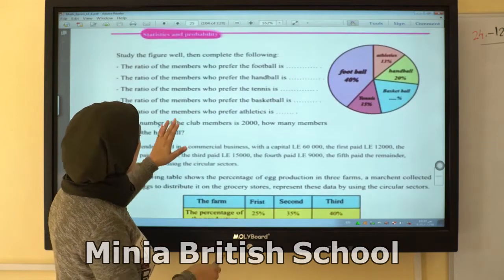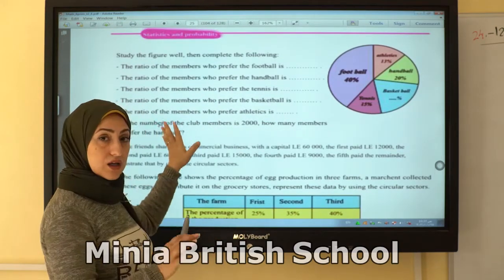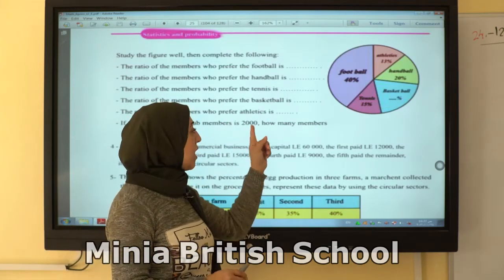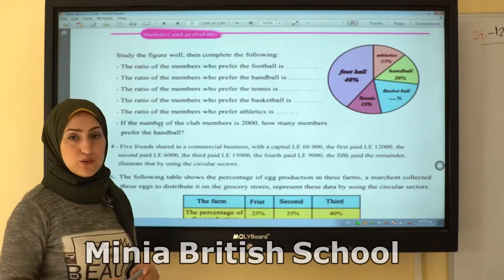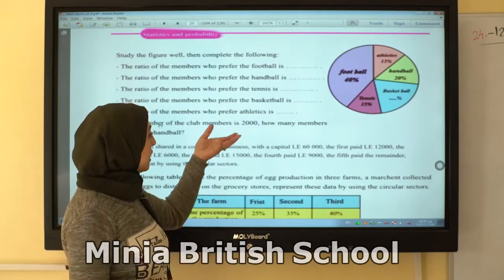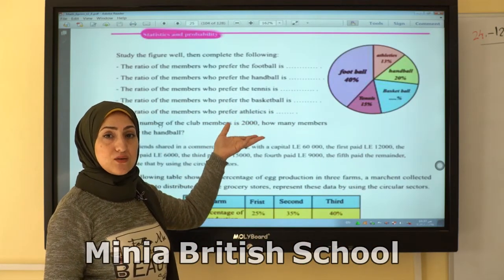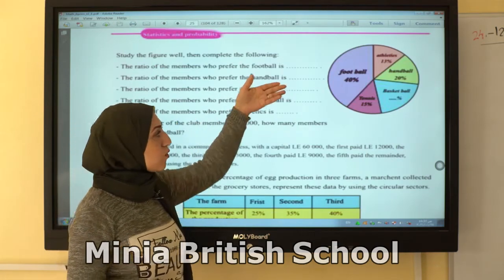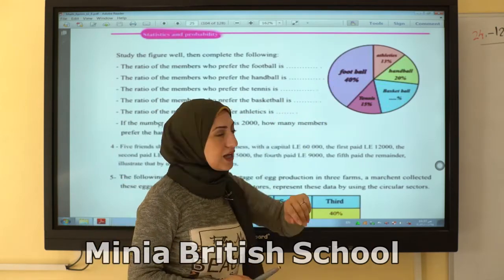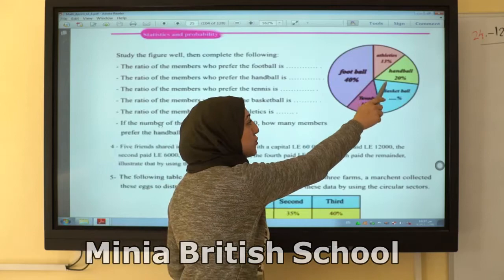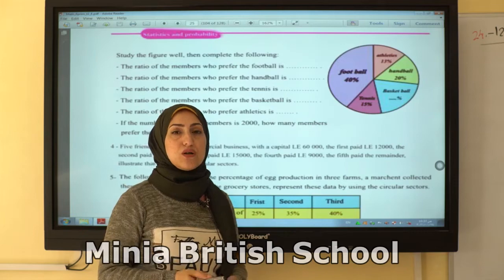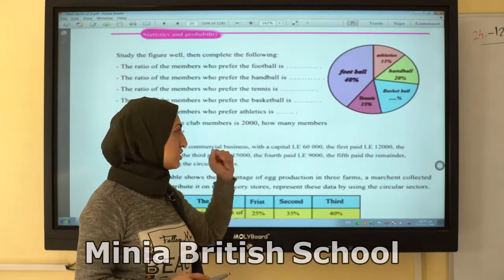After we have finished this, there is the last question. If the number of the club members is 2,000, how many members prefer handball? We know that 20% prefer handball. If there are 2,000 members, how many members prefer handball? So you have to multiply 20% of 2,000. When you do it on the calculator, it will give you 400.